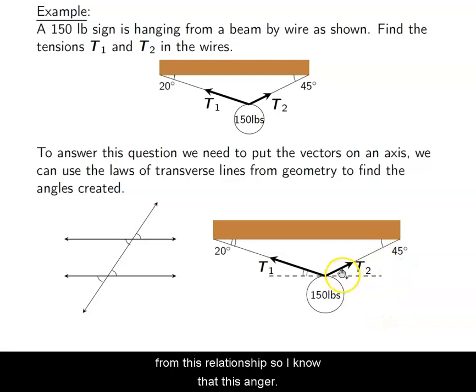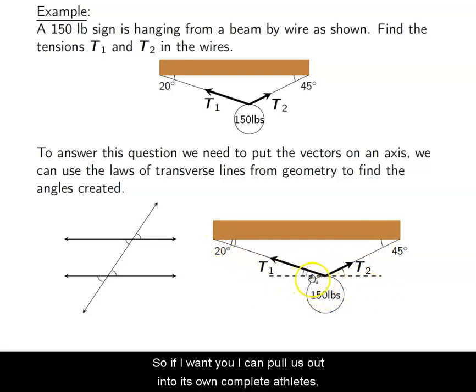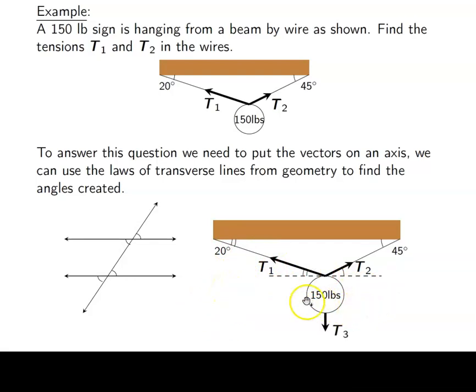So I know that this angle with this horizontal is 45 degrees, and this angle with this horizontal is 20 degrees. So if I want to, I can pull this out into its own complete axis and talk about these two vectors, T1 and T2.